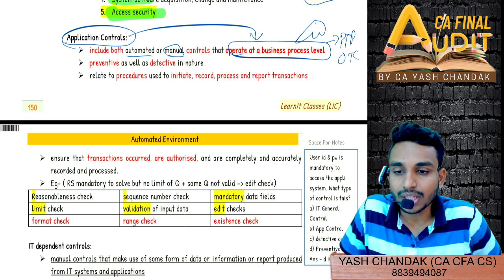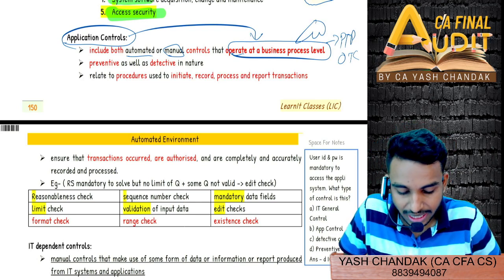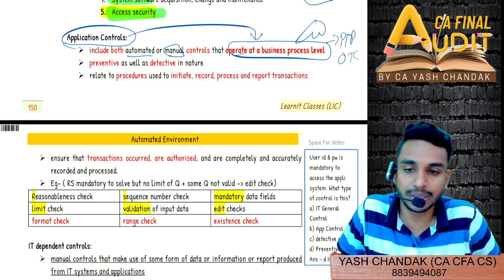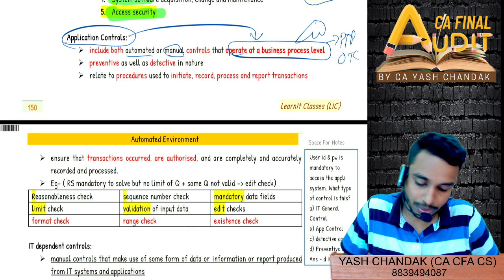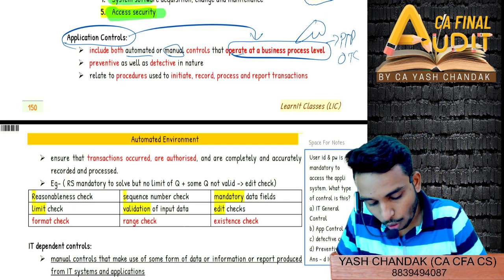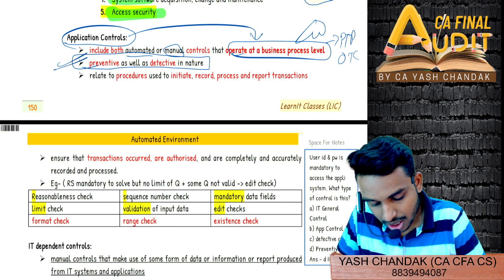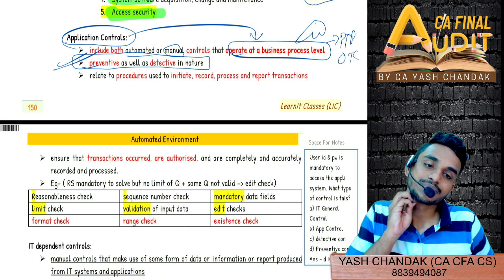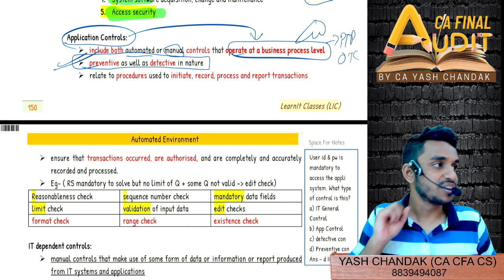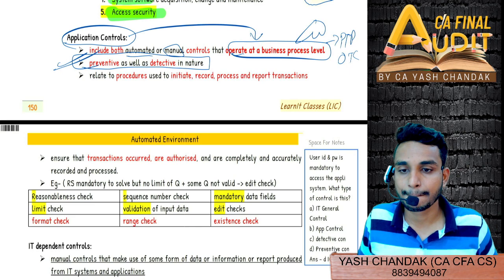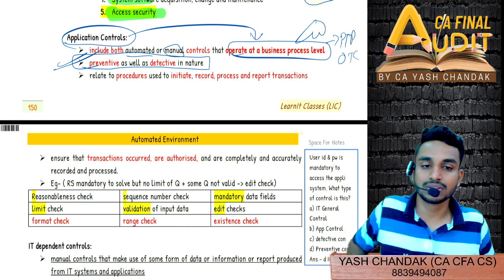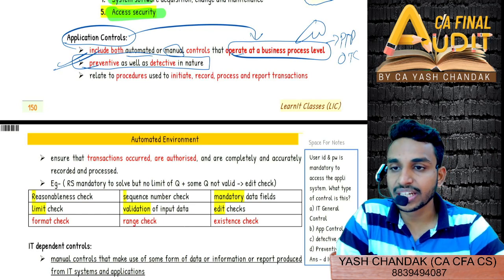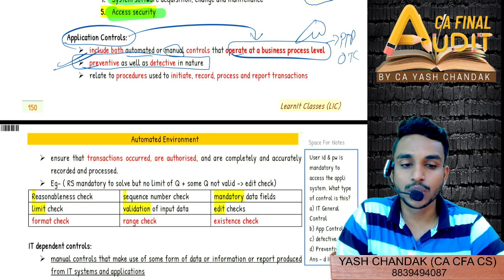प्रिवेंटिव भी है, डिटेक्टिव भी है, ऑटोमेटेड भी है, मैनुअल भी है, राइट? सो व्हाट डू यू मीन बाय प्रिवेंटिव और डिटेक्टिव? प्रिवेंटिव एज वेल एज डिटेक्टिव इन नेचर. प्रिवेंटिव और डिटेक्टिव, द नेम itself suggests ना, the controls are preventive or controls are detective. What do you think it means?